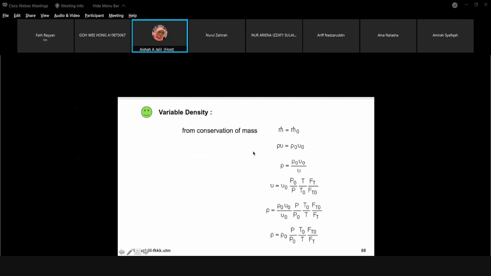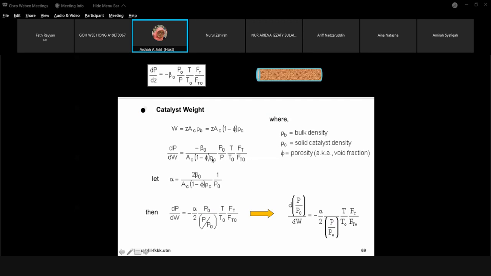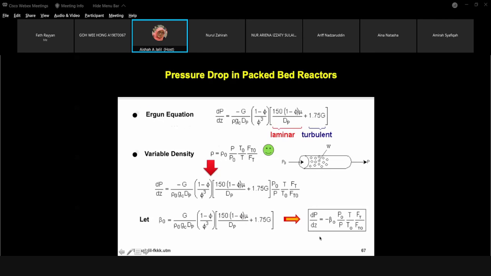I think you have studied this: conservation of mass, variable density. It comes like this, rho naught. Just proportion: rho v equal rho naught v naught. Then you put this in and you can get this one. Okay, continue. This is the last equation, the simplified one.